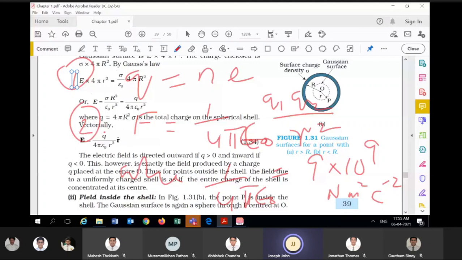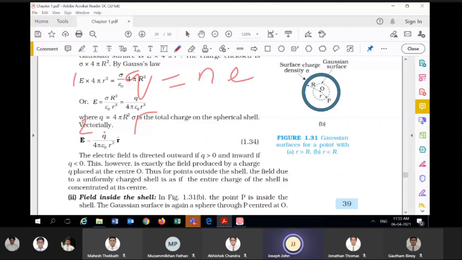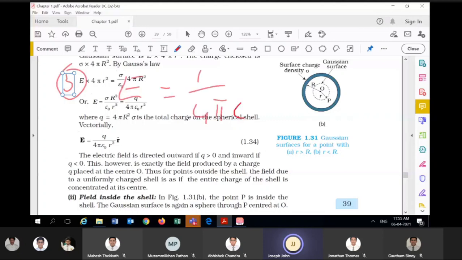Third formula. I want the electric field formula. E is equal to 1 by 4 pi epsilon 0 Q by r squared. That is the third formula.